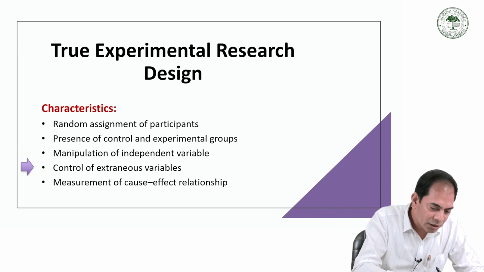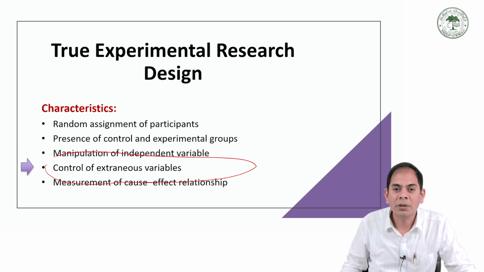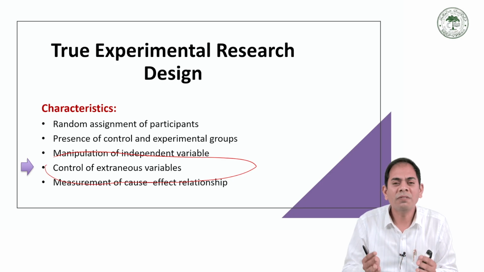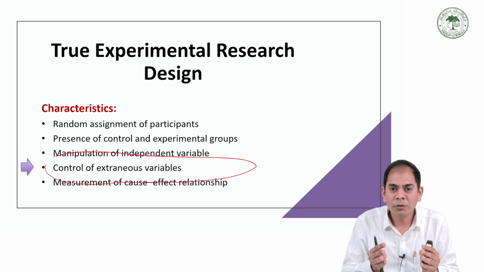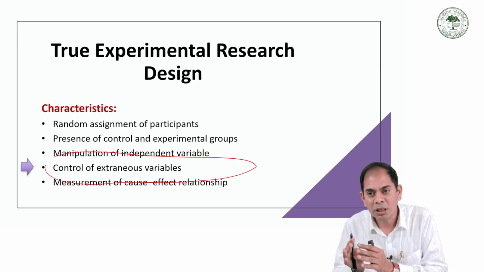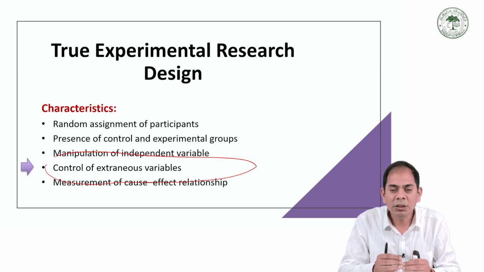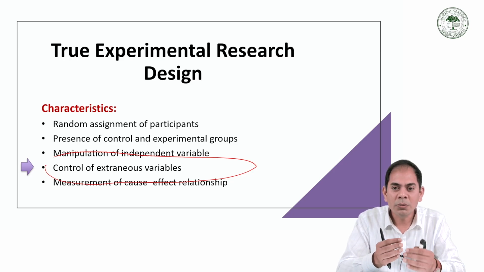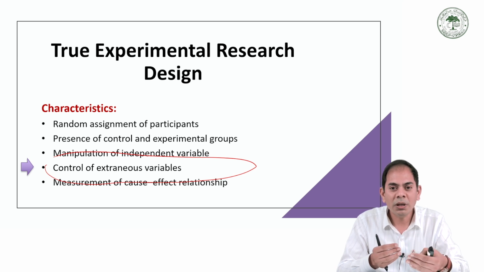The next important characteristic of true experimental research design is control of extraneous variables, which means outside factors. Many outside factors affect performance, so it is important for the researcher to control all these things. Once you minimize the effect of outside variables, the reliability and validity of your research outcome is high. We control these variables to make the study fair and accurate.